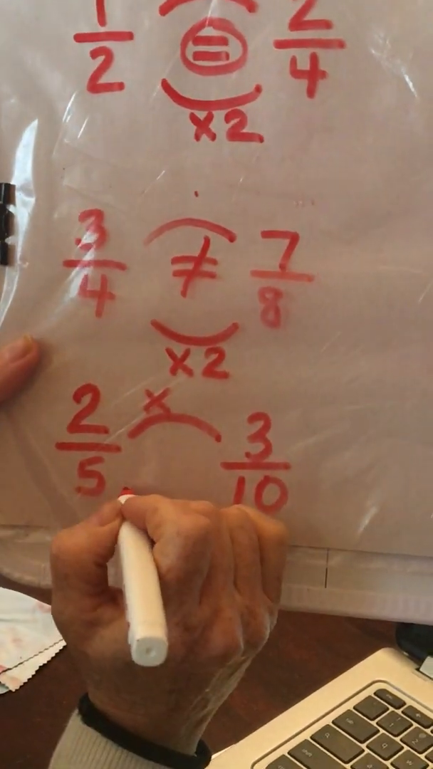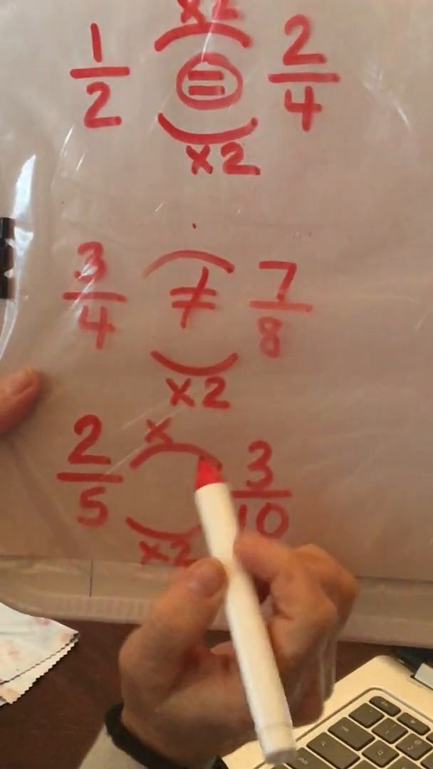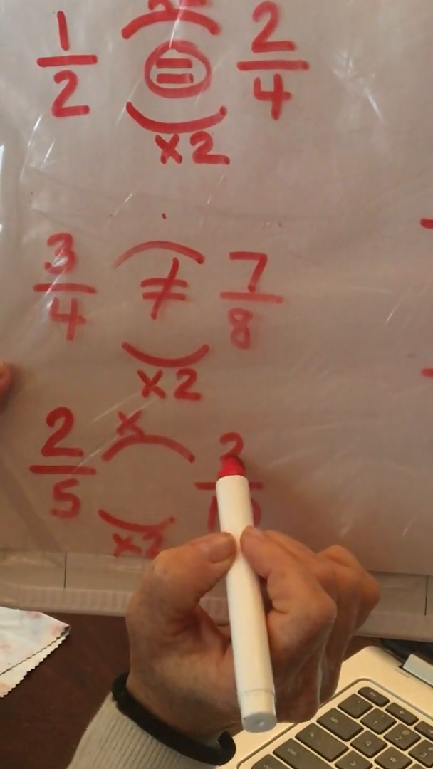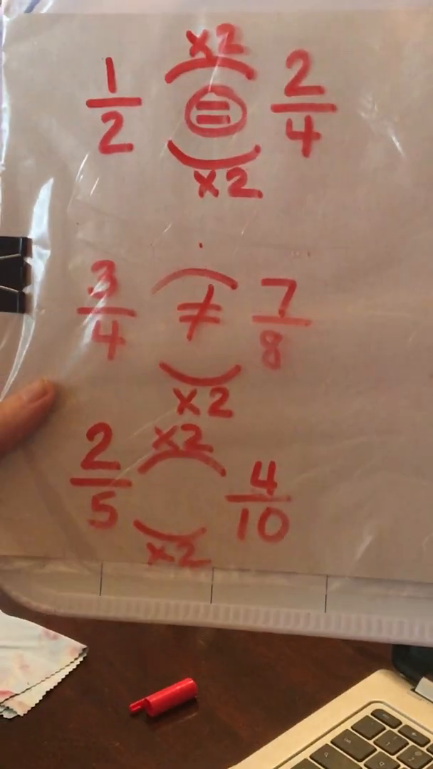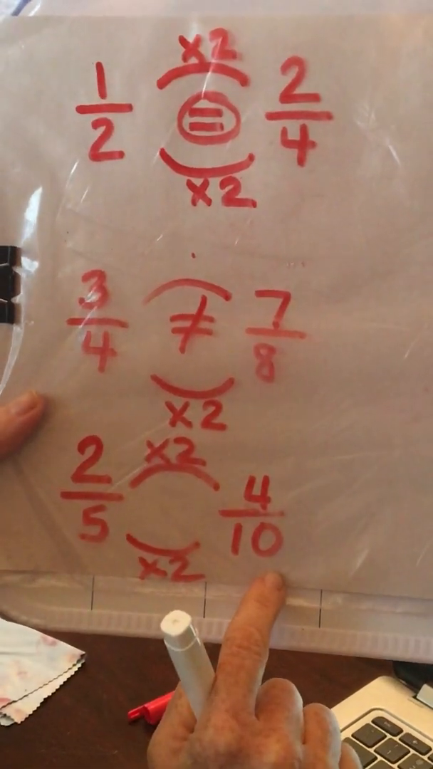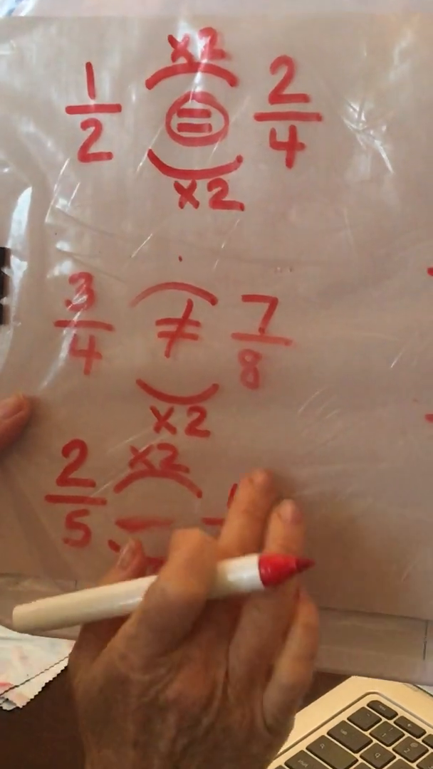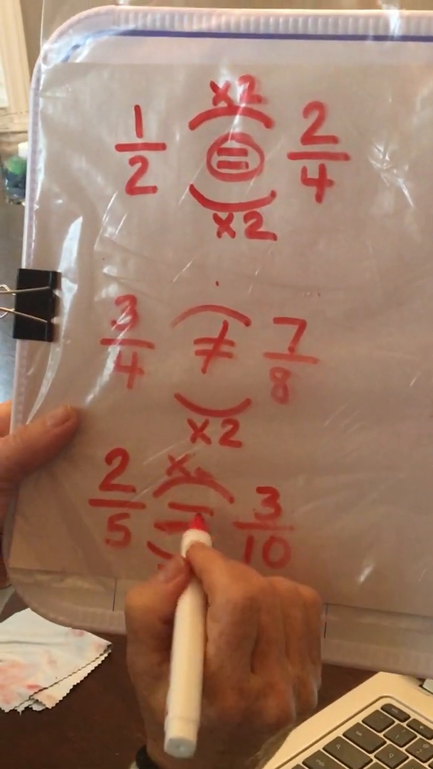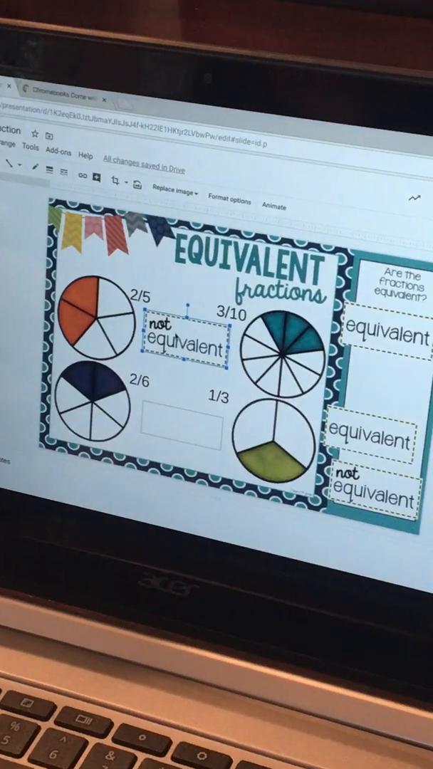Nothing. 5 times 2 is 10. But if I use 2 up here, 2 times 2 would be 4. 2/5 and 4/10 would be equivalent, but 3/10 is not equivalent. So when you use the screen, you drag the not equivalent.